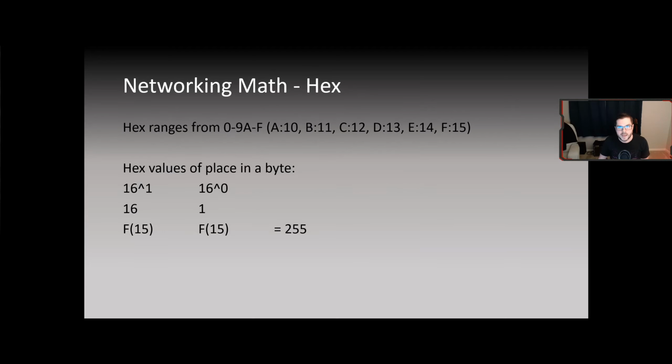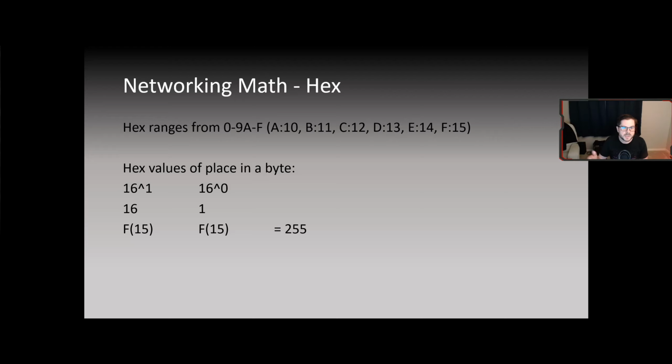Then you also have hex, which I'm covering specifically for the aspect of MAC addresses and IP version 6, which we're not really going to talk about, but it's out there, and you're going to see it in the CTF. So hex ranges from 0 through 9, then A to F, so A being 10, B 11, C, so on and so forth. The hex values that you would place into a byte are just 2 hex letters.